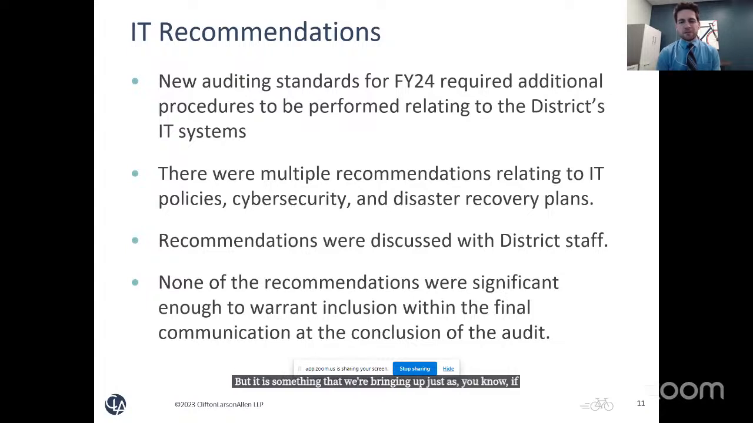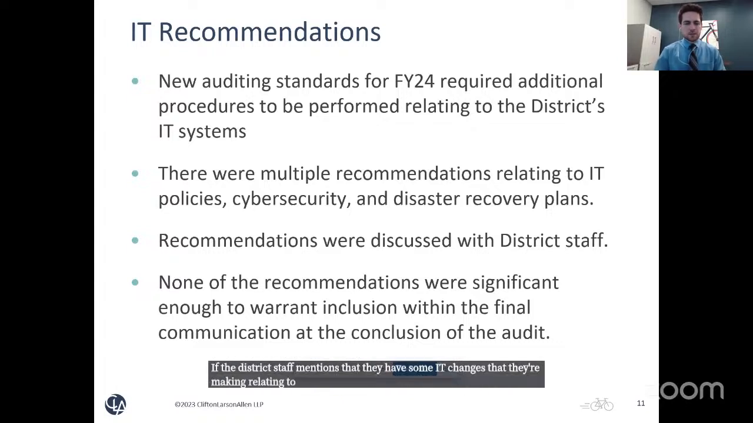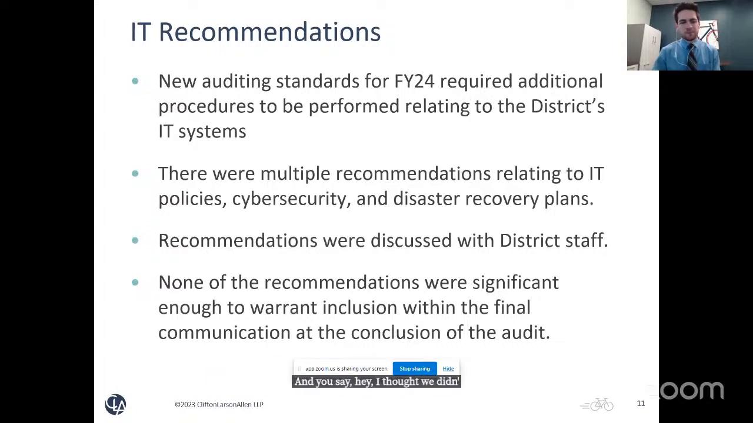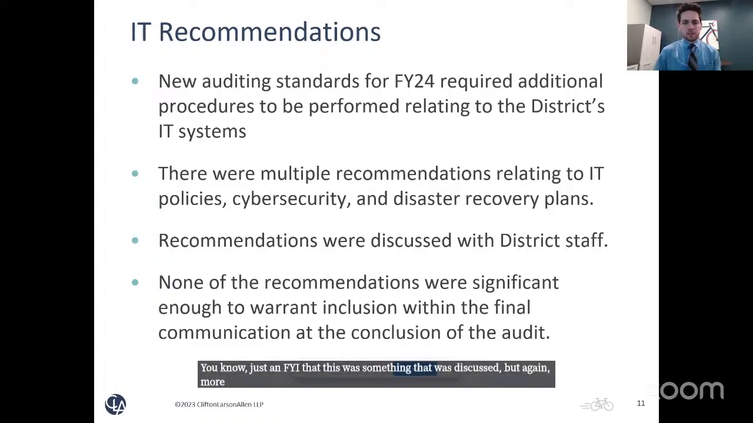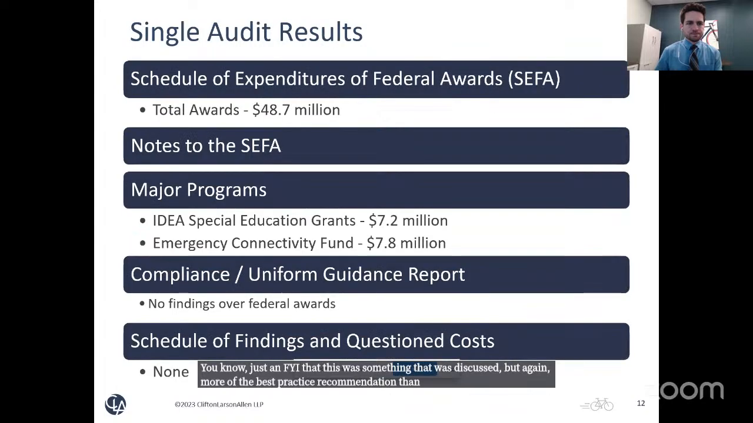if the district staff mentions that they have some IT changes that they're making relating to audit recommendations, and you say, hey, I thought we didn't have any findings, just an FYI that this was something that was discussed, but again, more of a best practice recommendation than an audit finding.